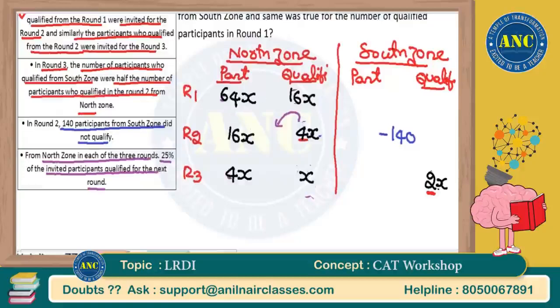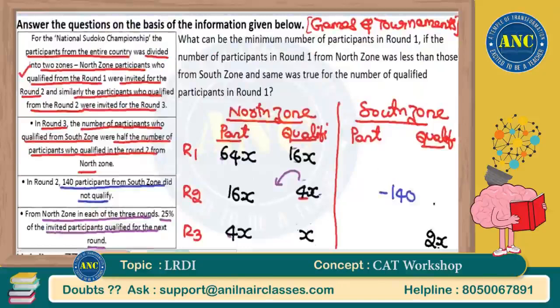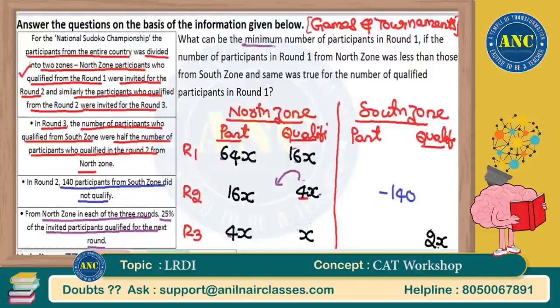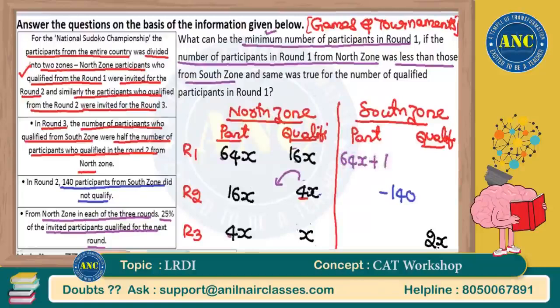I hope it is clear. Now read the first question. What can be the minimum number of participants in round 1 if the number of participants in round 1 from North Zone was less than that of South Zone? The question is a minimum, so here it will be 64x plus 1.